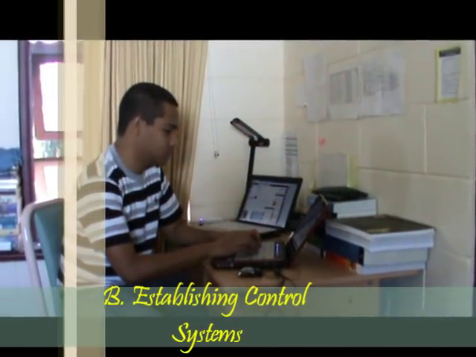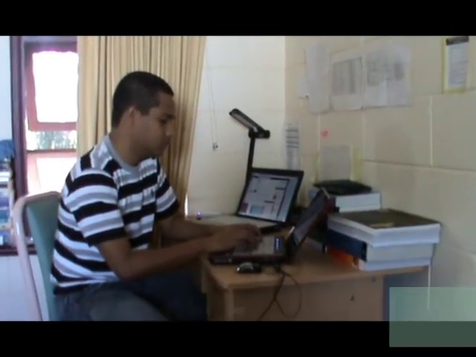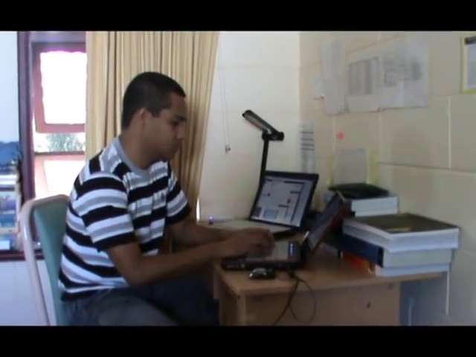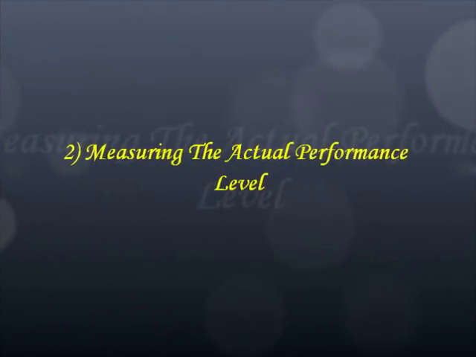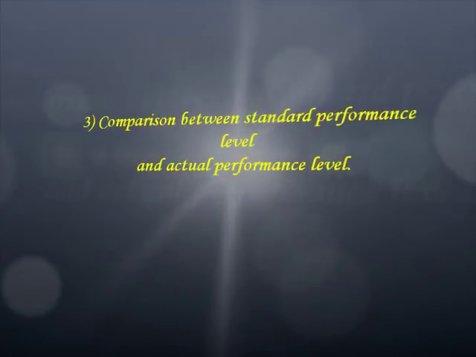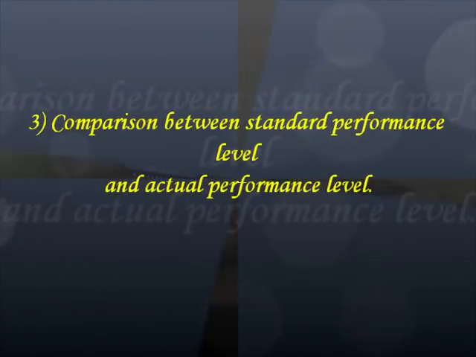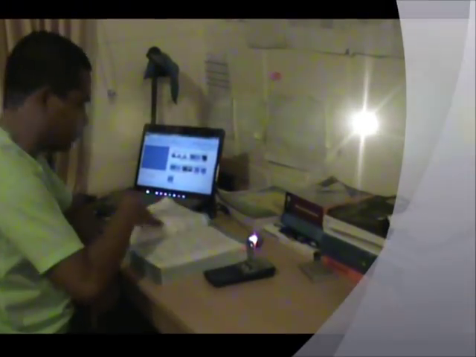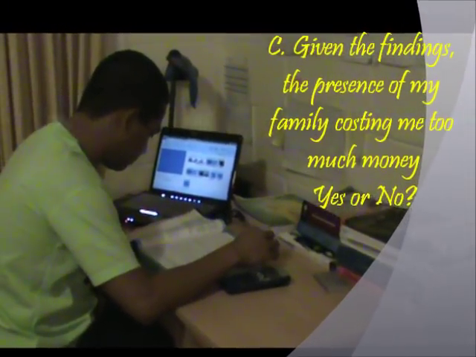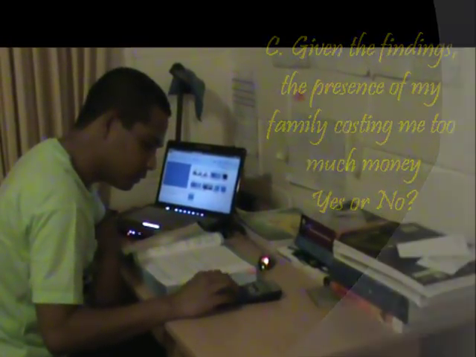Secondly, I need to establish a control system. In order to establish a control system, I have to involve 3 basic parts, which are: 1. Developing the standard performance level, 2. Measuring the actual performance level, and 3. Making comparison between standard performance level and actual performance level. Thirdly, after making the measurement above, we will find out whether the presence of my family is costing me too much money or not.